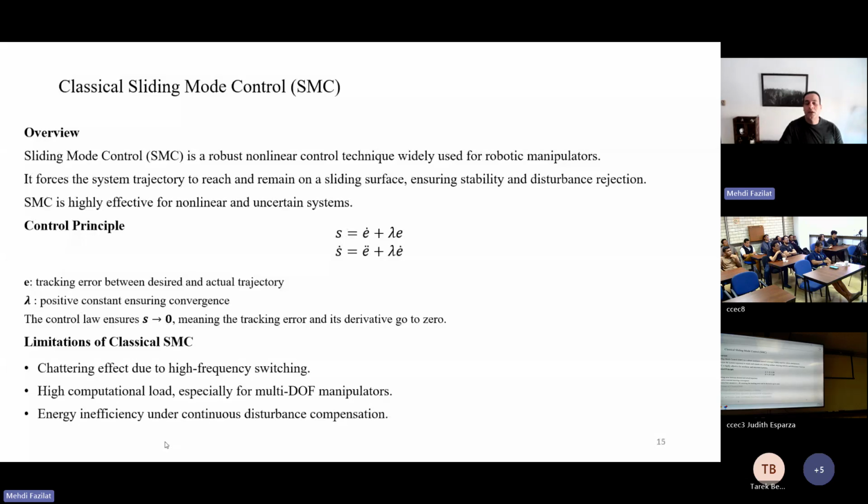But the classical sliding mode control comes with some shortcomings. First, it suffers from chattering. Second, it is computationally heavy. And finally, it's not very energy efficient in some cases, especially in complex systems with high degrees of freedom.